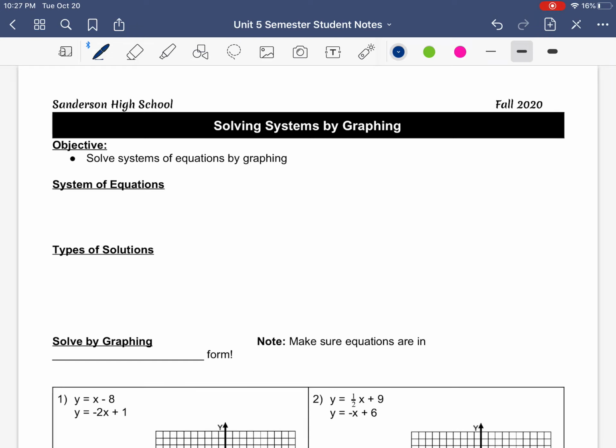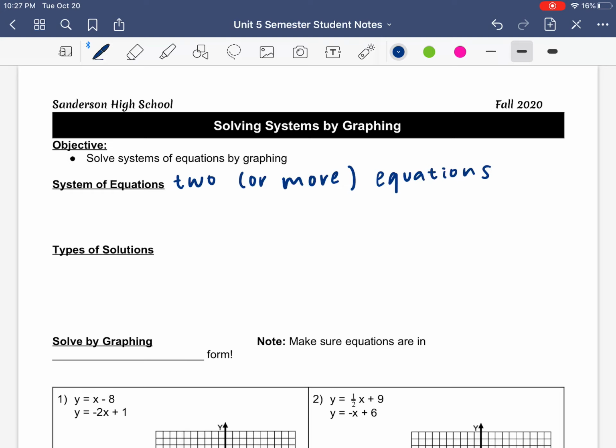Today we're going to look at solving systems by graphing. So when we talk about a system of equations, what we mean is that we have two or more equations. So when we say systems, we just mean multiple equations. In our class, we'll typically be dealing with linear equations, so just lines, and we'll usually just have two.